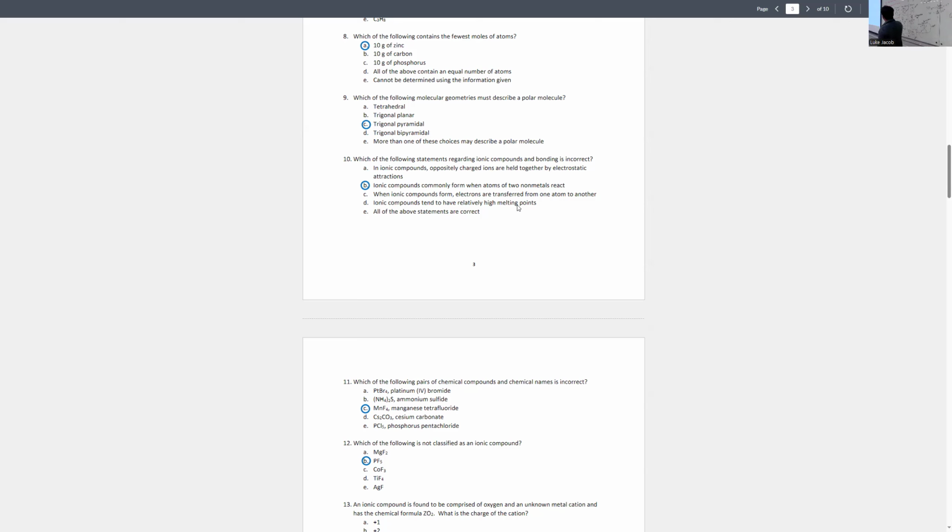Linear, like carbon dioxide, that's nonpolar, right? Boron trifluoride, that's nonpolar. Tetrahedral, nonpolar. Trigonal bipyramidal, also nonpolar. So all these bases are nonpolar. But what if you have a different molecule on top of the tetrahedral? Then it's different, but the question's not asking about that. The question's asking which of the following molecular geometries, not specifically about atoms. So don't get it twisted. Take it at face value.